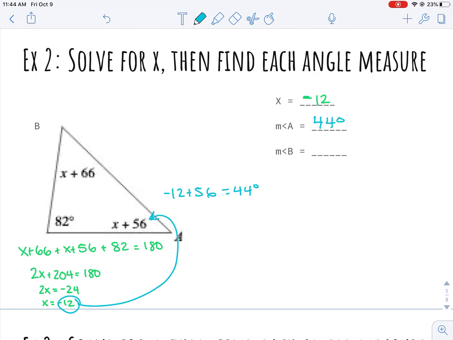And now I have a choice. I can either take that same -12 and plug it in for the algebra up here, and do 66 plus -12 and get 54 degrees. Or I can say, I have 180 minus, I already found 44, and they told me 82. It doesn't matter which one you do, because either way you land at 54.